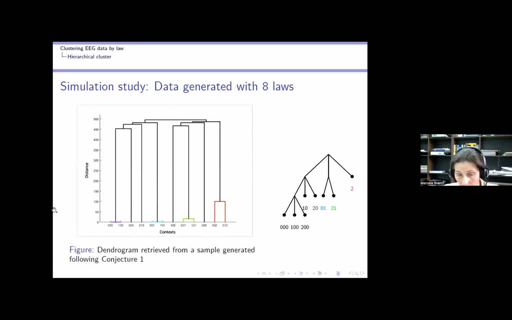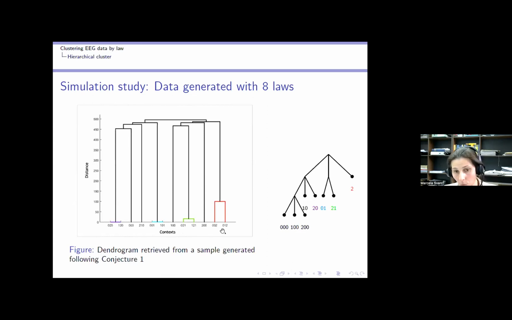Here are the contexts, and on this axis, what we have is the distance at which the clusters were formed. So what we can see is that the clusters were retrieved at a very high distance, and we can see that here we clearly have an 8 cluster structure. So we have the singletons, which are the black leaves, and each of them has a different law.